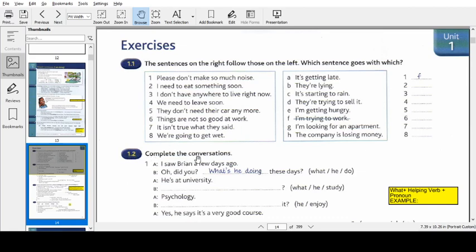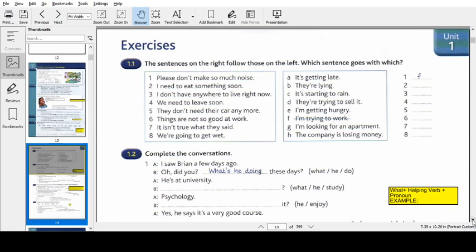Look at 1.2. Complete the conversation. I saw Brian a few days ago. Please remember, wherever you find this word ago, it will go with past indefinite because it represents the past construction. Oh, did you? What is he doing these days? Look, you can look at the bracket and complete the sentences. He is at the university. How will you complete? What is he studying? Psychology. The rest you can solve by yourself.